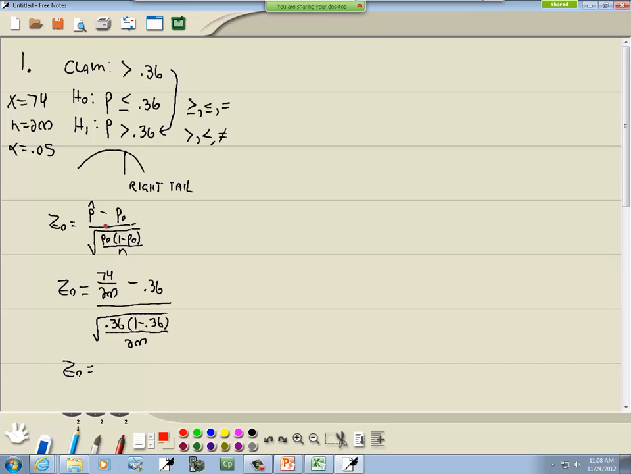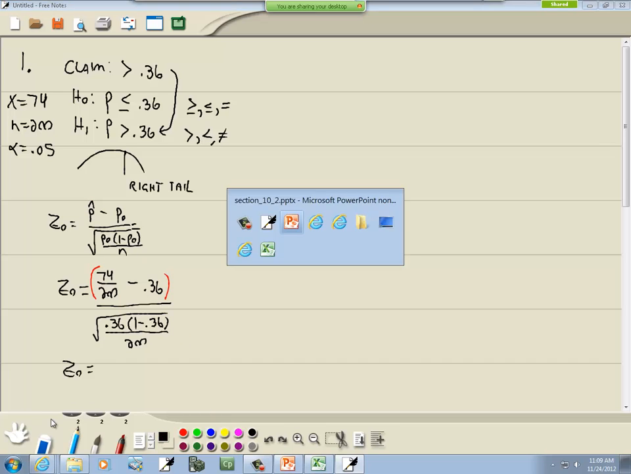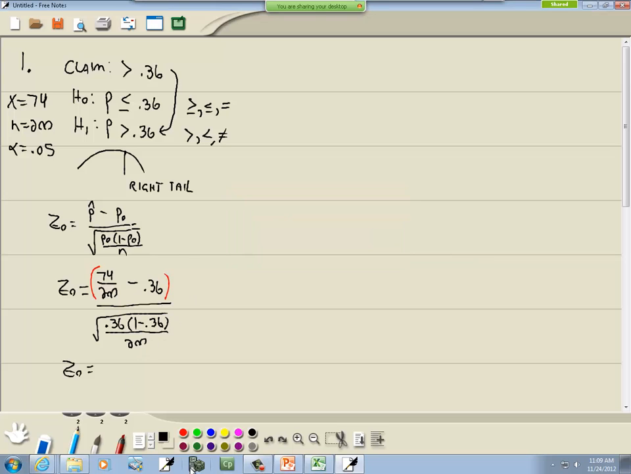Now, when you plug this in your calculator, you have to be careful. You have to put parentheses around the top. That's the trick to putting this one in. And, of course, I don't have my calculator, it looks like. So let me bring it up. I thought I had brought that up.